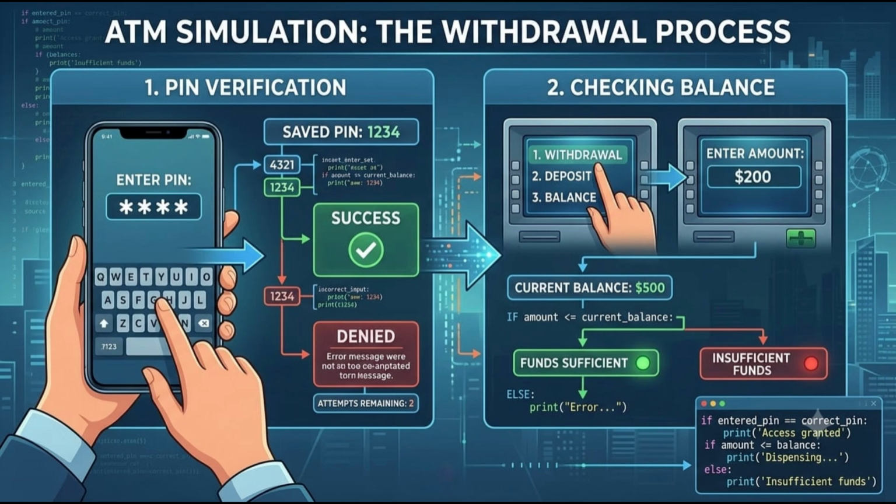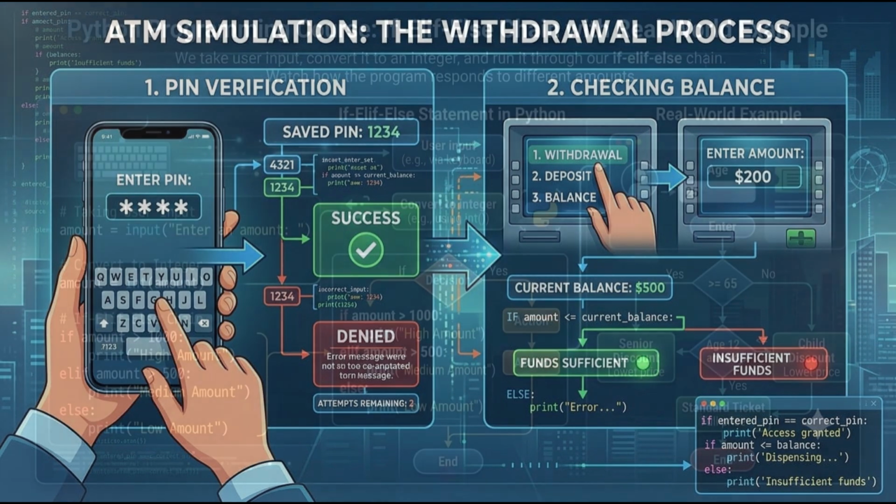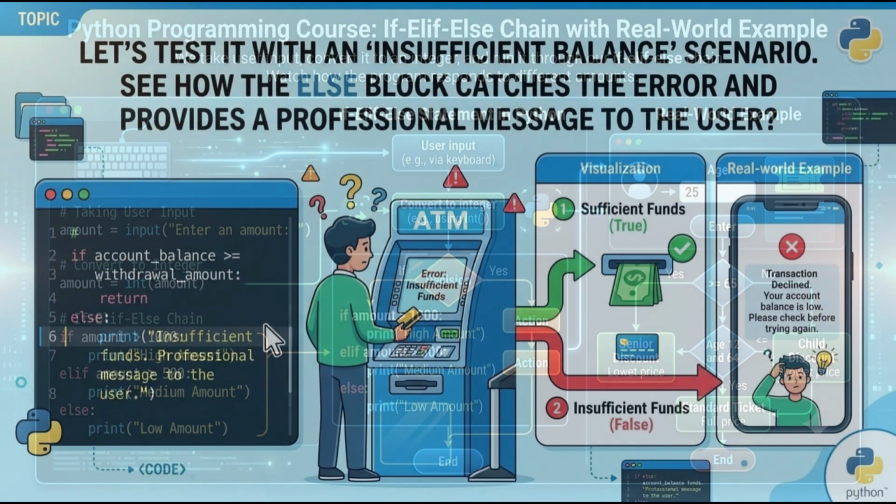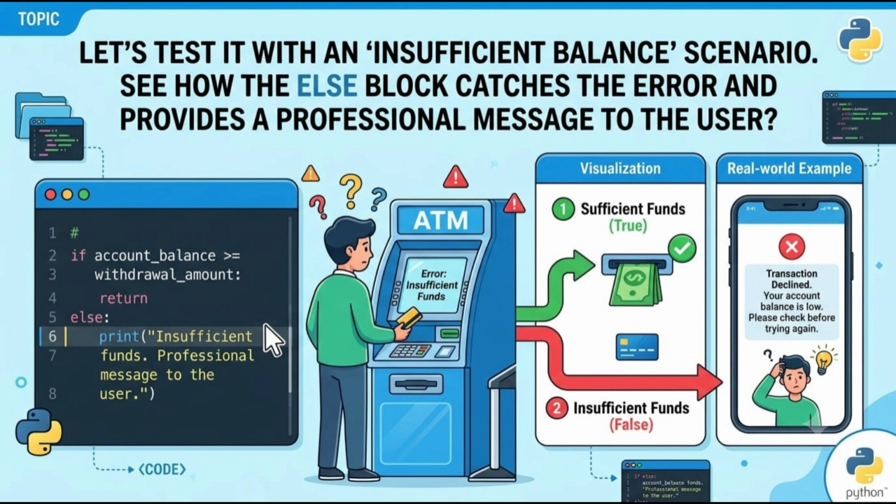Project time. We are building an ATM simulation. We need to check if the PIN is correct, then check if there's enough balance for a withdrawal. We take user input, convert it to an integer, and run it through our if-elif-else chain. Watch how the program responds to different amounts. Let's test it with an insufficient balance scenario. See how the else block catches the error and provides a professional message to the user.